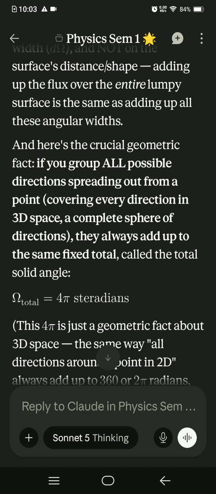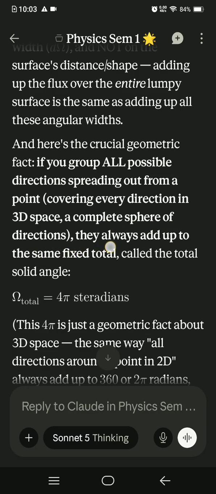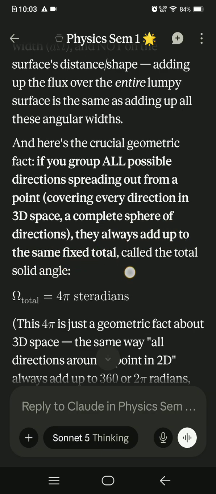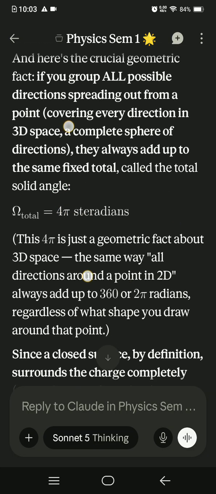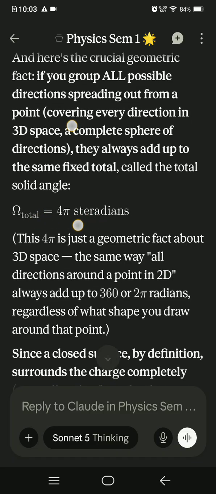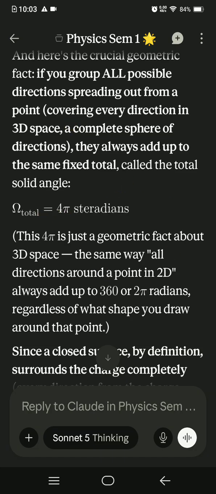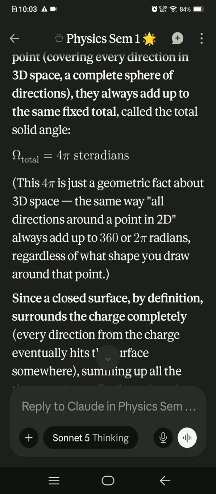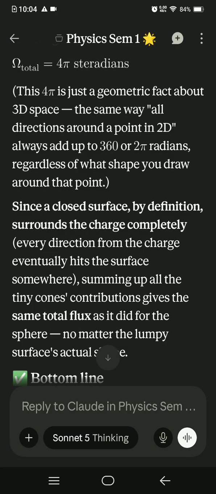And here the crucial geometric fact: if you group all possible directions spreading out from a point, covering every direction in 3D space, a complete sphere of directions, they always add up to the same fixed total called the total solid angle. So जैसे एक सर्कल का complete 360 डिग्री होता है, so here 3D में the complete 3D angle for a sphere is 4 pi radian. So this 4 pi is just a geometric fact about 3D space. The same way all directions around a point in 2D always add up to 360 or 2 pi radians, regardless of what shape you draw around that point.